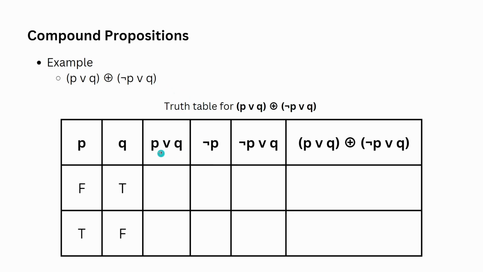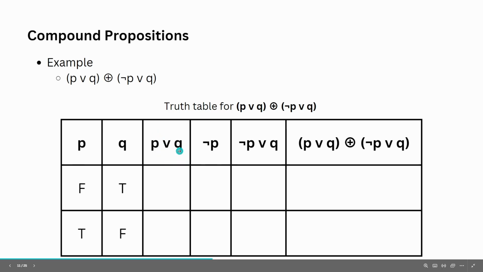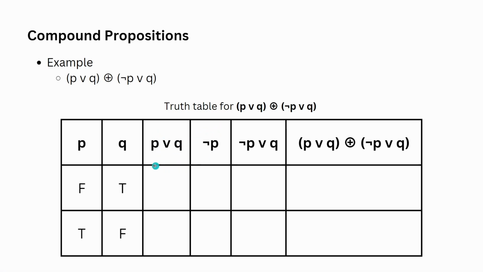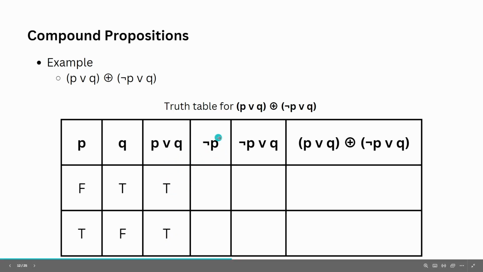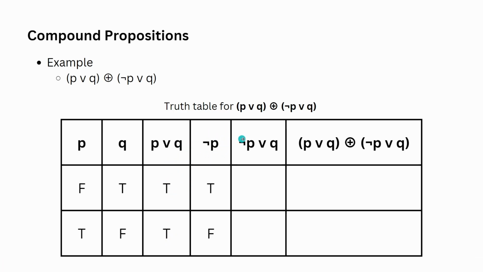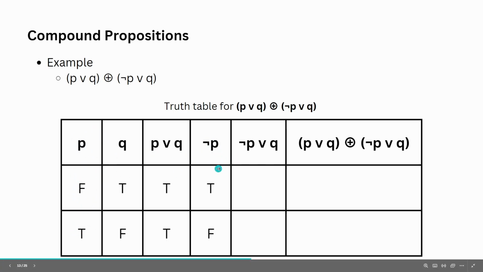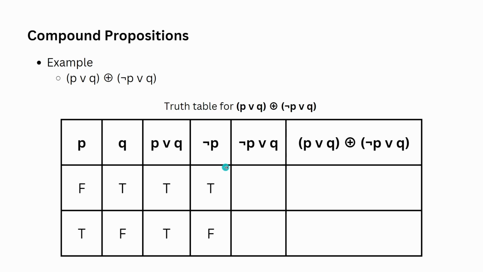So we're going to be separating this into multiple parts. We're first going to be finding P or Q, or the disjunction between P and Q. That will be true and true. Next, we're going to be finding not P. So the opposite of these truth values, it will be T and F.